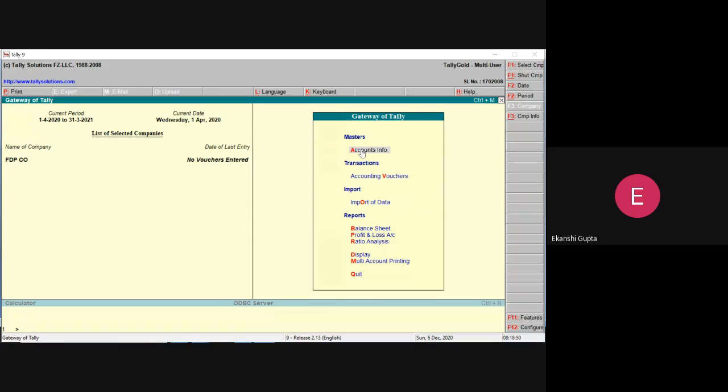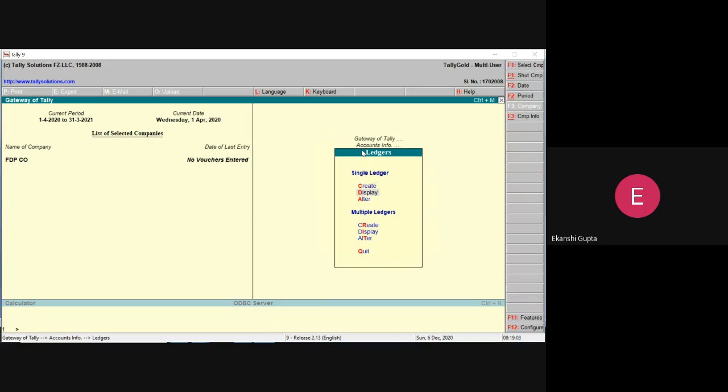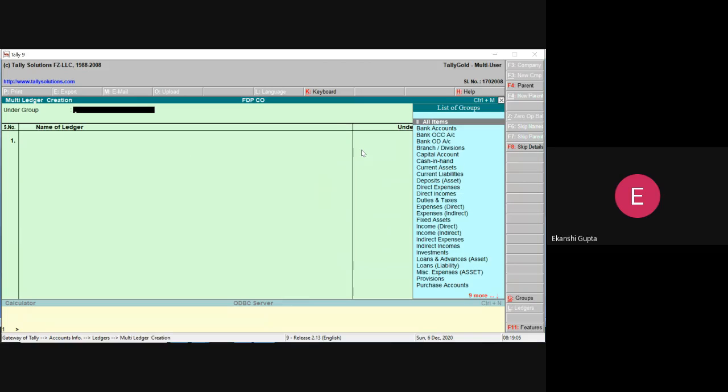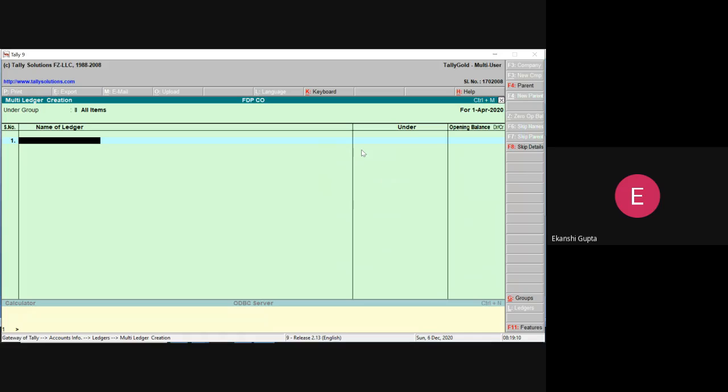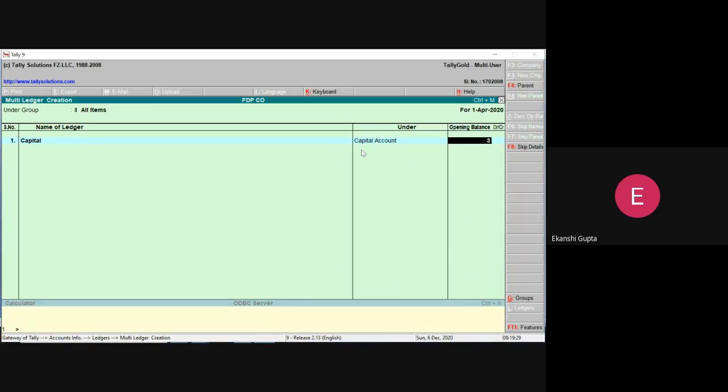In order to create the ledger accounts, we'll go on our homepage, that is Gateway of Tally. I'll click on Accounts Info, enter ledgers, and I'll create multiple ledgers because there are many ledgers in the question. I'll select all items. The first is capital, with the name of capital, and it will be under the head of capital account. Opening balance is given 3 lakhs. Enter.